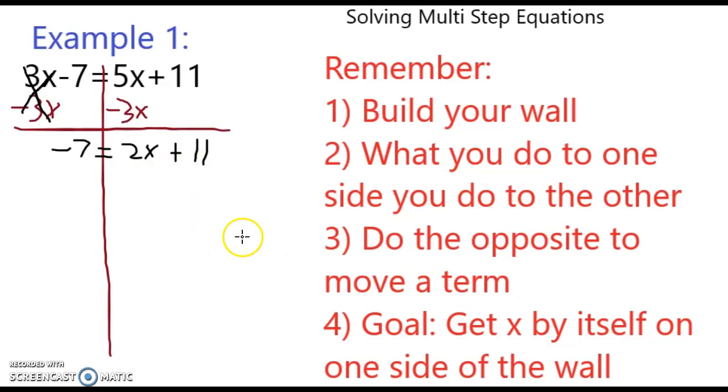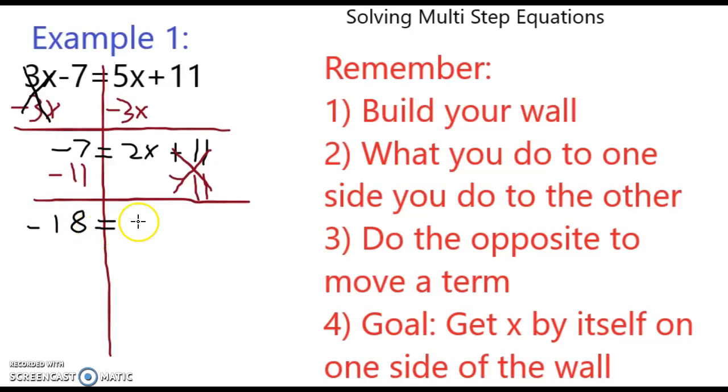Okay, so don't forget, we're going to do the opposite. And we're going to subtract 11 on both sides. So I'm subtracting 11 on both sides. Okay, and once again, crossing it out, I'm accomplishing something. And now I'm left with a negative 18 on this side and a positive 2x on this side. So now we're down to 2 terms. We started with 4, moved to 3, now we're down to 2 terms, okay?